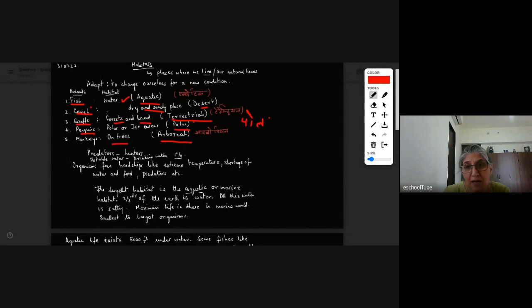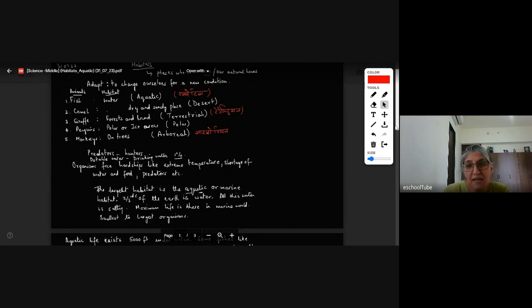Okay, so these are the five types of habitats that we talked about, but we started with the aquatic habitat. So which is the largest habitat? It is the aquatic or the marine habitat. Yes, very good. And so maximum life we will be able to see in the aquatic habitat.